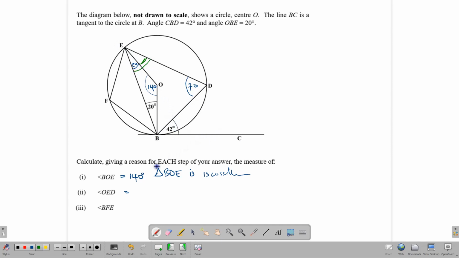So what we can write is angle DBC is equal to angle BED, which is 42 degrees. All right, based on this, the angle between the tangent and the chord is equal to the angle drawn on the chord. Now, we want angle OED. So angle BED is equal to angle BEO plus angle OED.